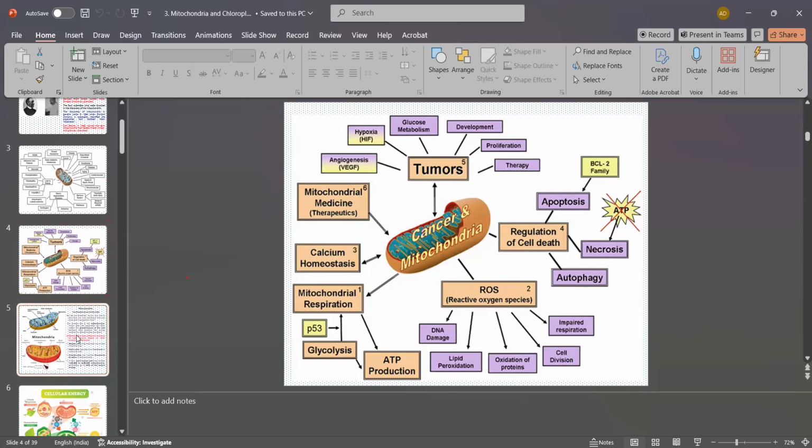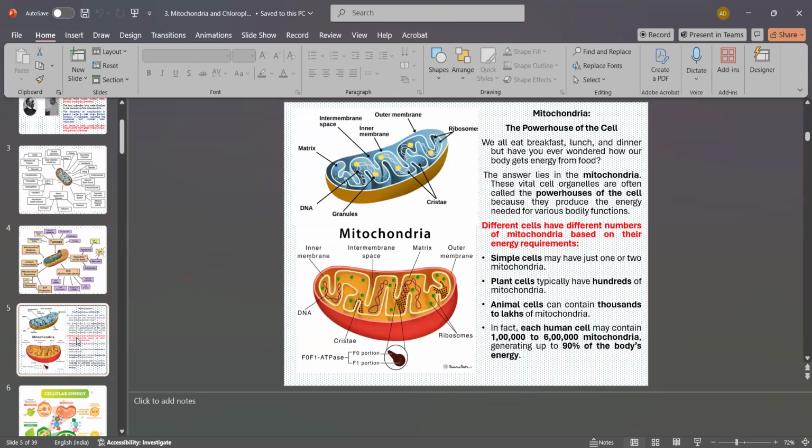These are the mitochondrial structures, the powerhouse of the cell. We all eat breakfast, lunch, and dinner. But have you ever wondered how our body gets energy from food? The answer lies in the mitochondria. These vital cell organelles are often called the powerhouse of the cell because they produce the energy needed for various bodily functions.